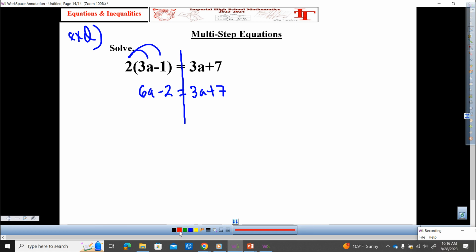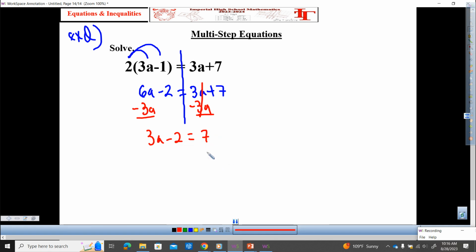Maya, pass someone. Rylan. Add 6a and 3a. Okay. Close. Subtract. What do you subtract? The 3a or the 6a? 3a. So subtract 3a, and whatever we do to one side, we do to the other side. That is correct. So we're left with 3a minus 2 equals 7.